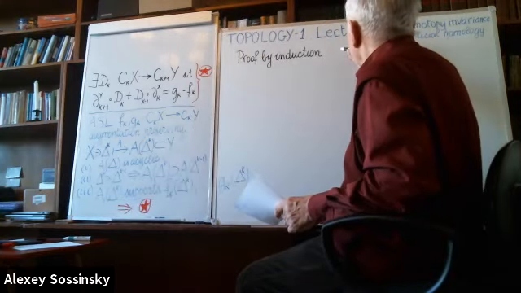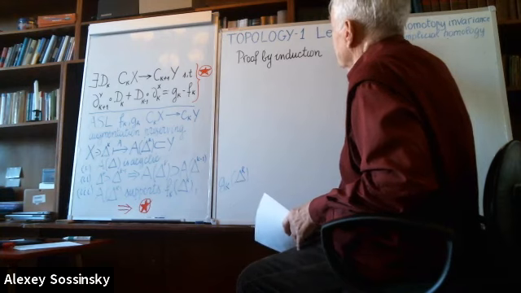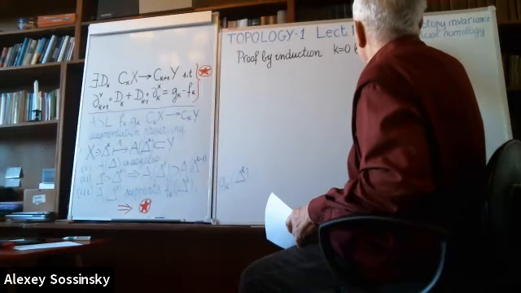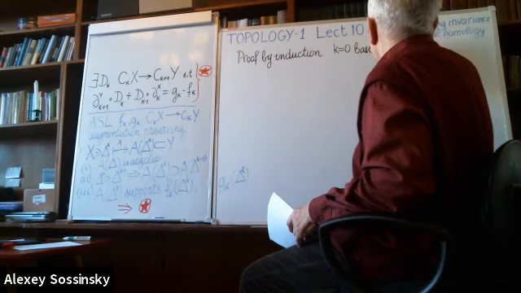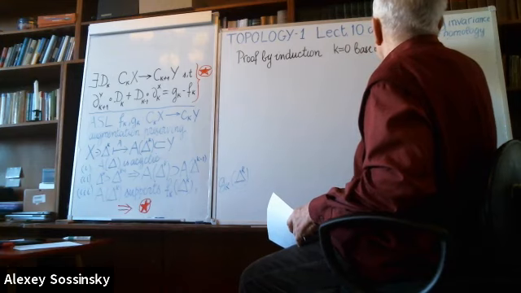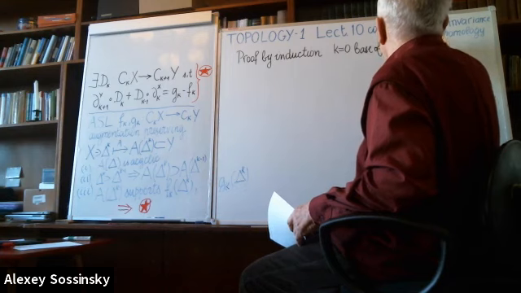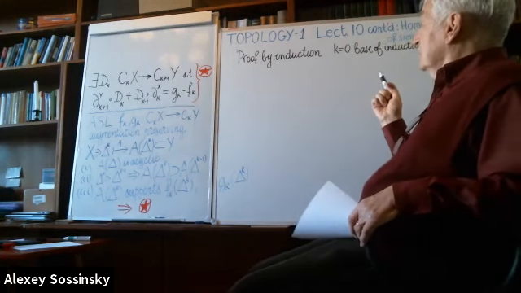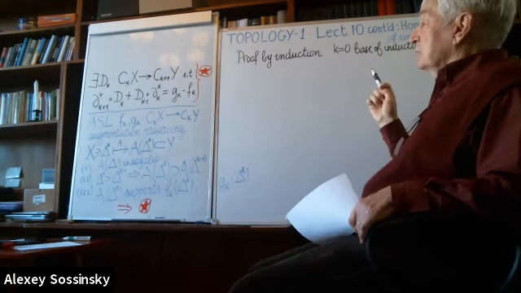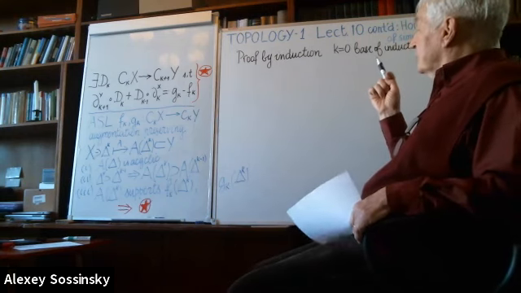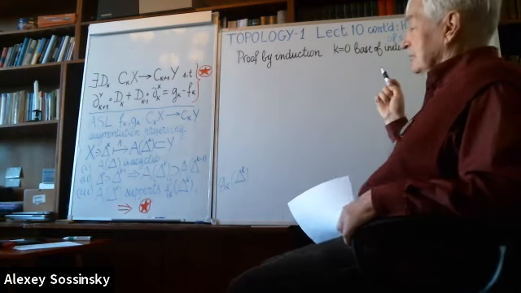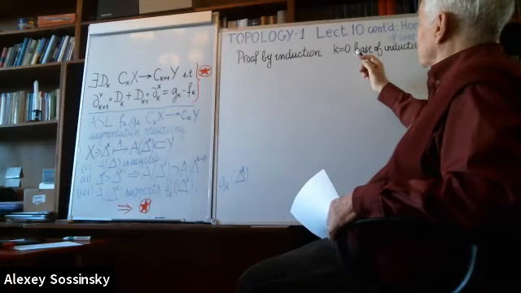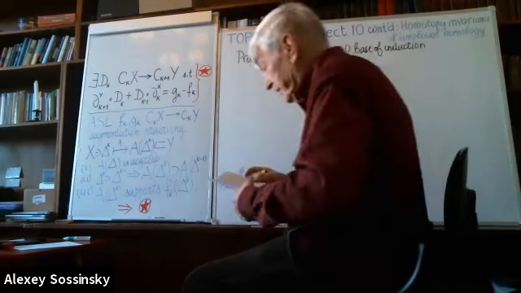So we should start with k equals 0, which will give us the base of induction. I will not explain why the base of induction is true. This is not obvious, but it's very carefully written in the booklet. So just read the booklet. It's maybe 10 lines in the booklet, which explains the base of induction. And what we're going to do is the induction step.